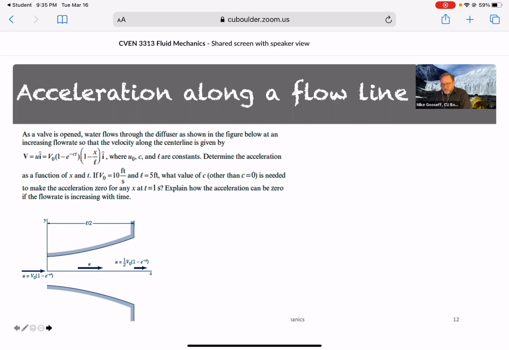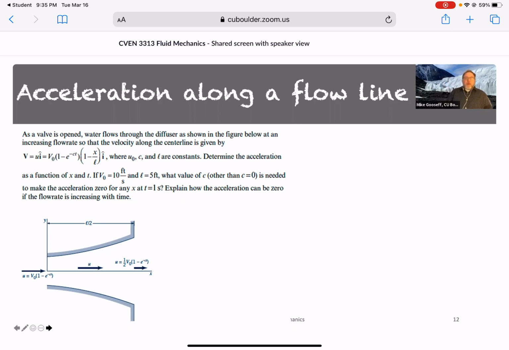The question here, or the objective, is to determine the acceleration as a function of both x and t. If v naught is equal to 10 feet per second and L is equal to 5 feet, what value of c, other than c equals 0, is needed to make the acceleration 0 for any x at t equals 1 second? Explain how the acceleration can be 0 if the flow rate is increasing with time.